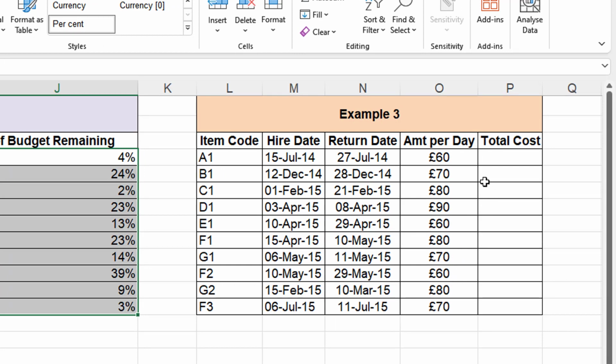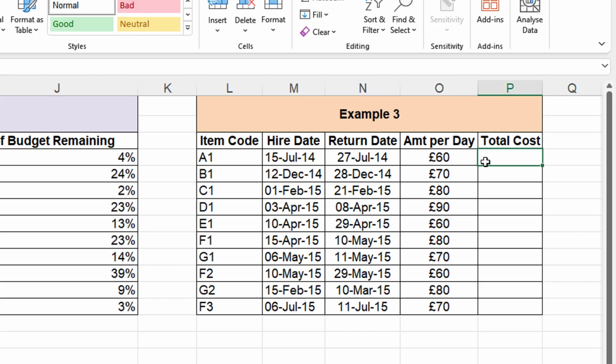In this example, I'm looking at the amount per day, and I have to calculate the difference between these 2 days. So again, another very similar example to the previous ones. I have to subtract the earlier date from the later date, and that will give me the number of days, and then I multiply the number of days by the amount per day. So that's going to be equals, and this is the higher date, return date. So this is the earlier date, and that's the return date.